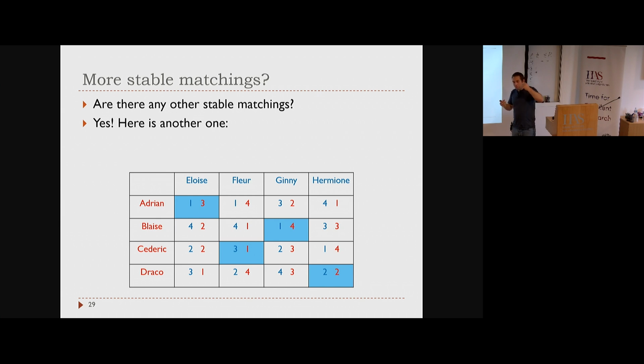I'm saying one or two because sometimes I would run deferred acceptance with men proposing and with women proposing, and I would get the same matching, okay? But we get one or two stable matchings, but maybe not all of them.